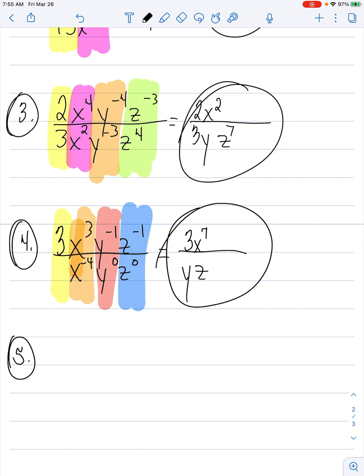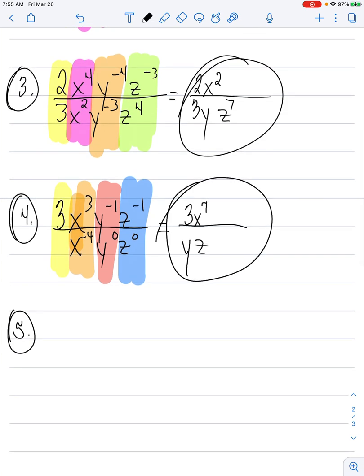All right, number 5. I want you to simplify 2m squared in parentheses to the negative first power over m squared, or m to the second power. Pause the video, simplify this. Now let's see how you did.